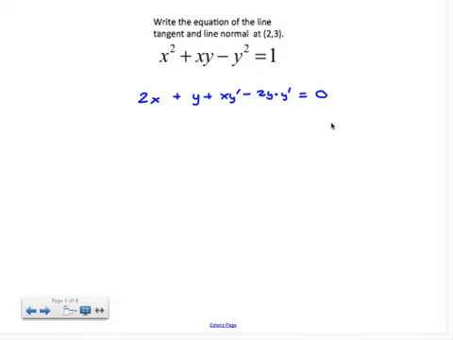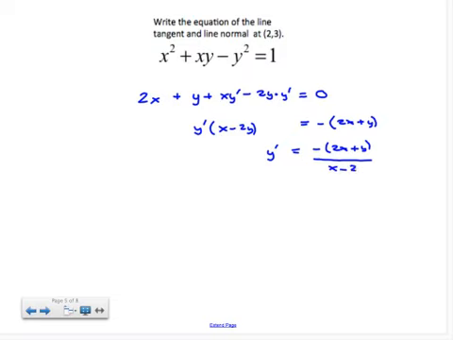Let's solve for y prime. So again, I'm going to subtract the two terms that don't have the y prime from both sides. I'm going to factor out the y prime from what's left, and solve for y prime if possible. In this case, it is possible. So this is now my derivative. This is my slope finder. And so if I need to find slopes, which I do to write the equation of tangent lines and normal lines, I need both x and y coordinates.